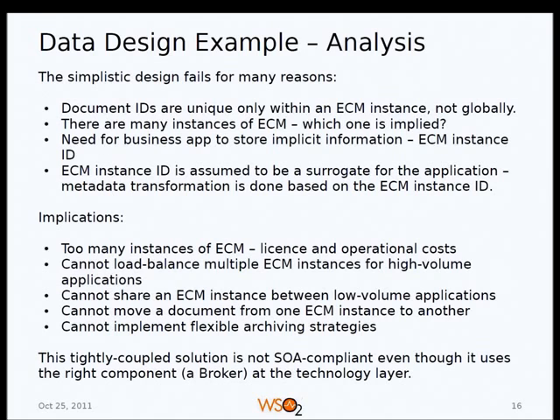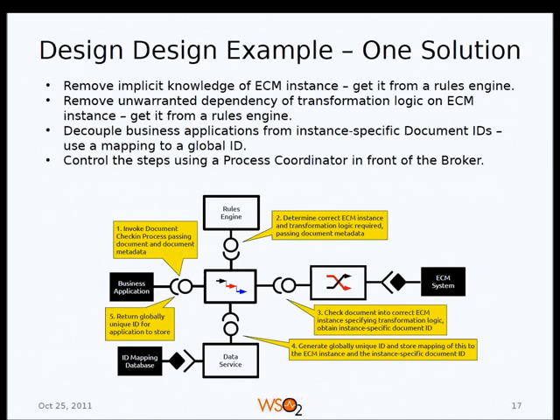All right. What would be a good solution design for this example? There are many possible ways of skinning this cat, but here's one of them. Right? Instead of the business application directly calling the broker, it could call a process coordinator instead, because this is actually a multi-step process if you think about it. You have to remove the implicit knowledge of which ECM instance to go to from the business application. So it should no longer say, I know I'm going to store my documents on ECM instance number 5. It shouldn't know that. It shouldn't have to know.